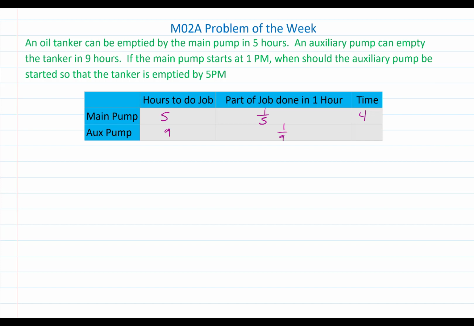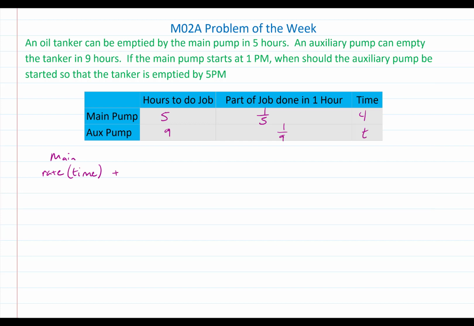Well, we don't know, and that's the question we're supposed to answer. As a result, we don't know how long the auxiliary pump is running. So we're going to call that T, the time that the auxiliary pump is running, which will then allow us to figure out at what time the auxiliary pump needs to start running. So we're going to start by looking at the rate for the main pump, and we're going to multiply that by the time the main pump is running. This is going to give us the portion of the job that the main pump is doing during that time that it is running.